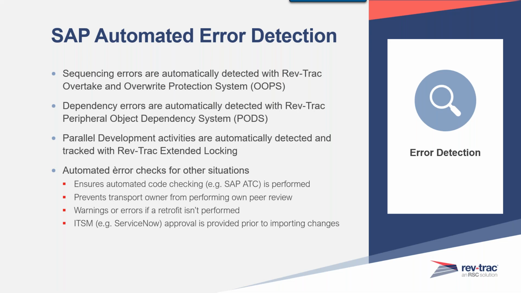These are fully automated, all included with Rev-Trac. We're always checking for parallel development when people are working on the same objects or the same configuration changes down to the key level. We do that with our extended locking capabilities. And then other automated error checks that can be easily configured and built into Rev-Trac. You just see some listed here, which is certainly not an exhaustive list, but the good thing is Rev-Trac is always checking 7x24 to make sure that you're doing things in the right order with the right dependencies, you're not missing any transports, those types of things, right?